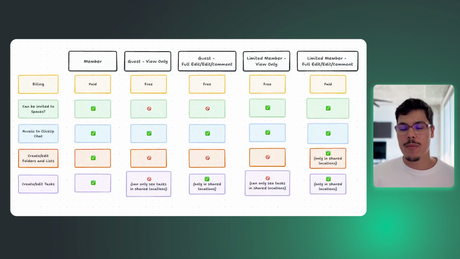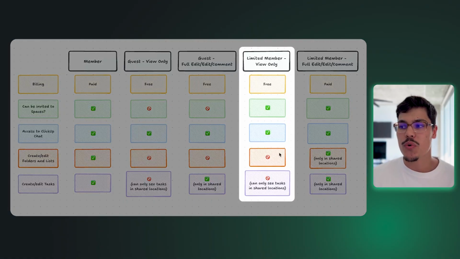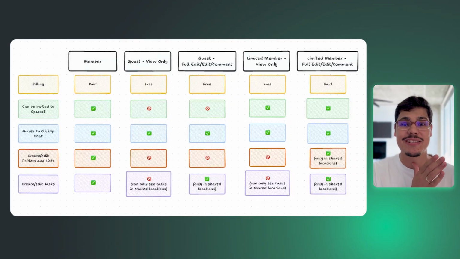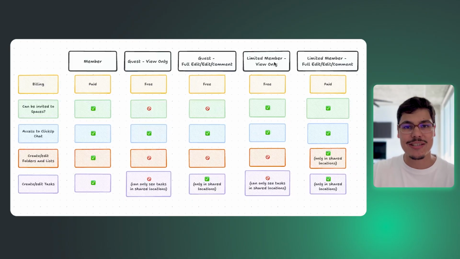So what limited members are, basically there are two ways to add them. The first one is the limited member with view only. If you remember, we discussed the same option for guests. The only difference between limited members and guests is that limited members are users who have your domain inside their email. So if their email ends with your domain, they will be considered limited members. And the same happens if you're adding guests with a full edit or edit permission, and those guests have your domain inside their email, this will be considered a limited member.